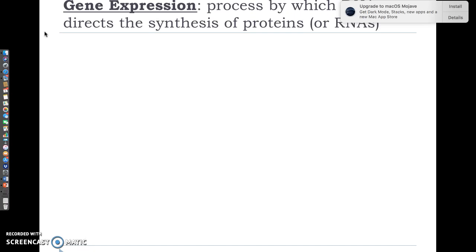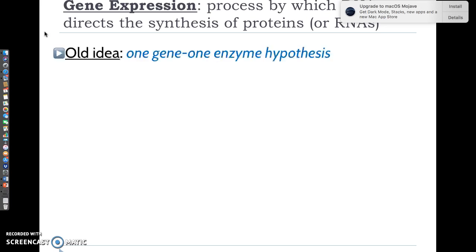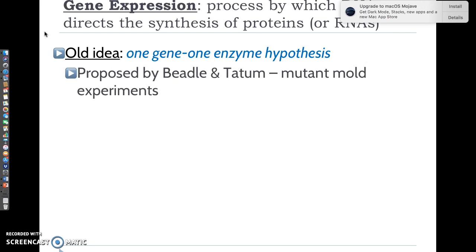So what exactly is gene expression? Gene expression is the process by which DNA directs the synthesis of proteins or RNA. The old idea of that process is that one gene directed the synthesis of one enzyme. This was proposed by Beadle and Tatum, and what they did experiments with was mold.